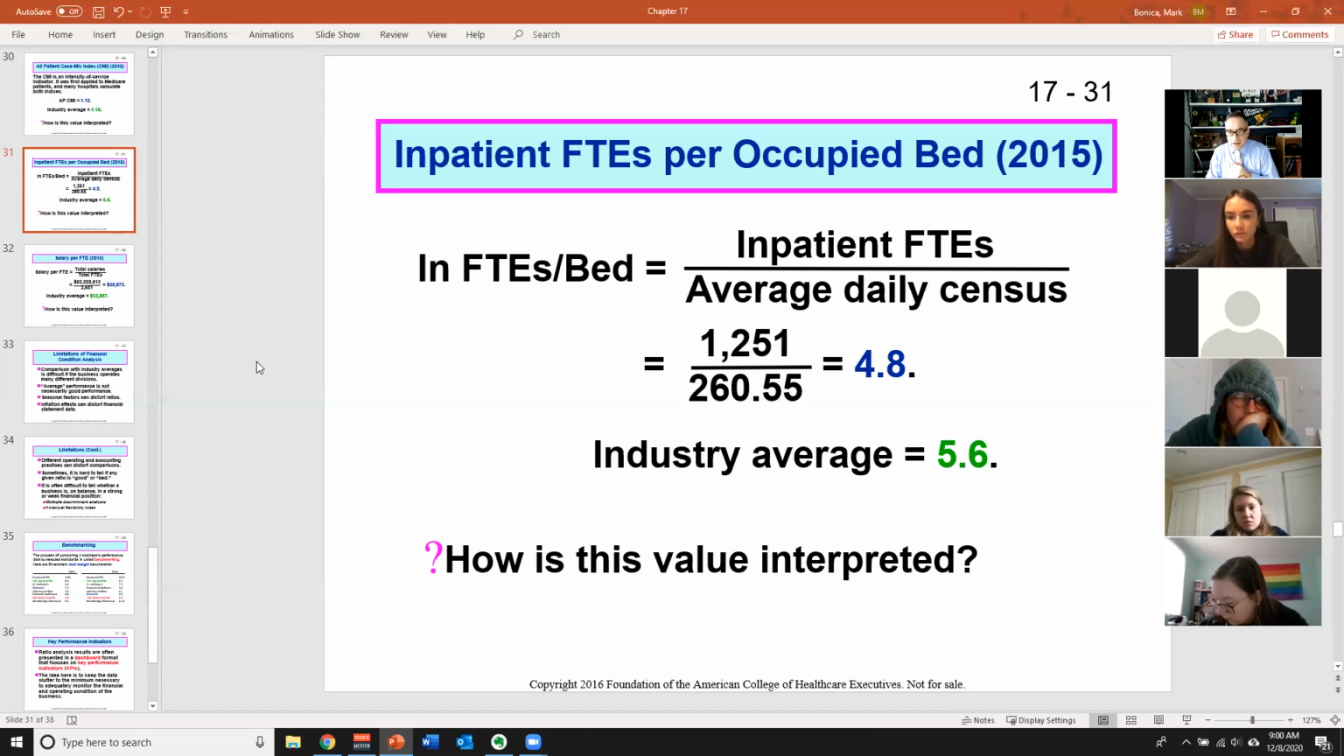And so this is an overall measure of how effectively the organization is managing its staffing. So this is an expense, right? This is a measure of expense. The higher that FTE per bed is, the more expensive it is, because that means you have more nurses per bed, right? And so from a management perspective, you want to keep that number low.